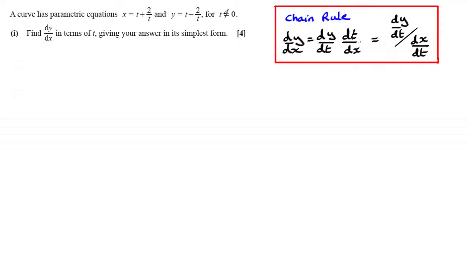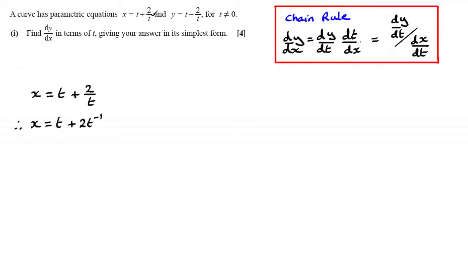Just by the way, t isn't equal to 0. The reason that is so is because the x and y coordinates would be undefined at this stage, okay? If you divide it by 0, you get an undefined value. Right, let's take you through this though, okay?